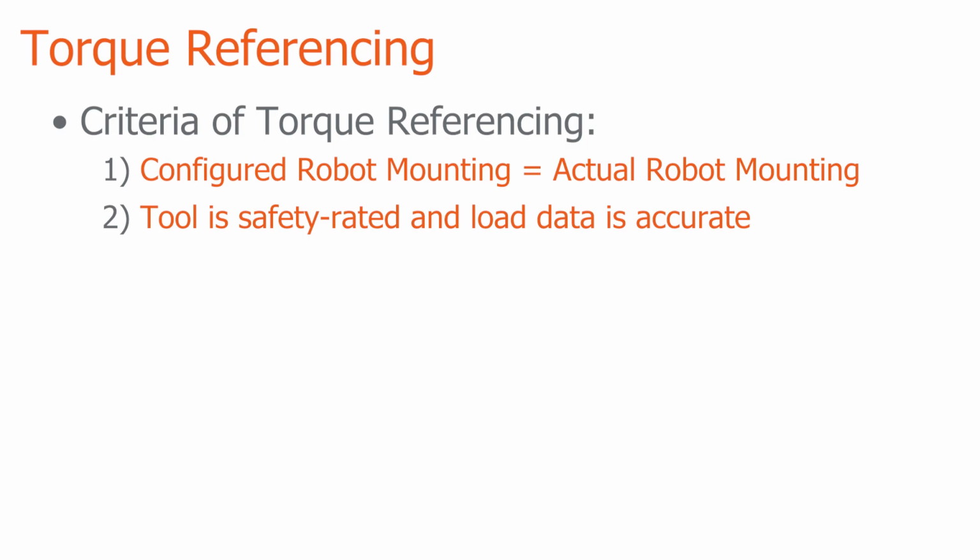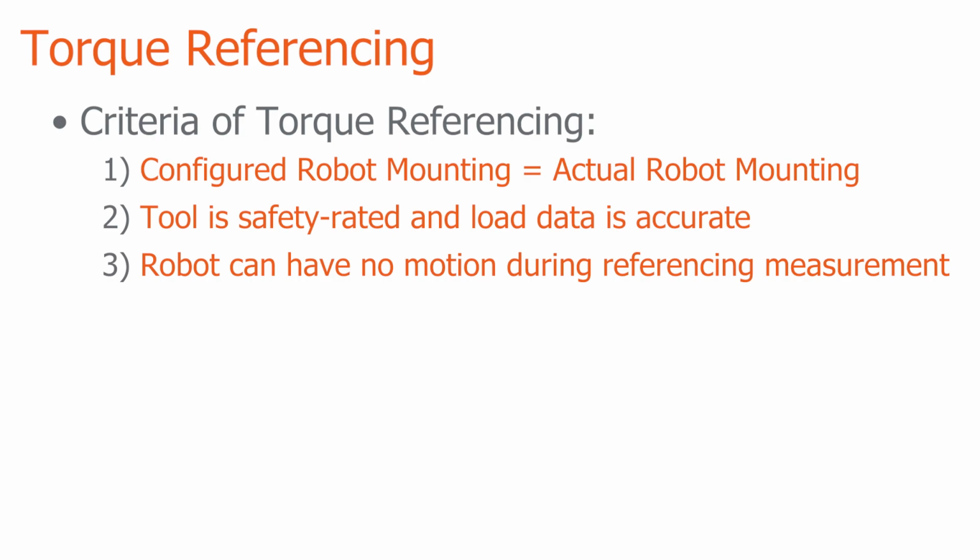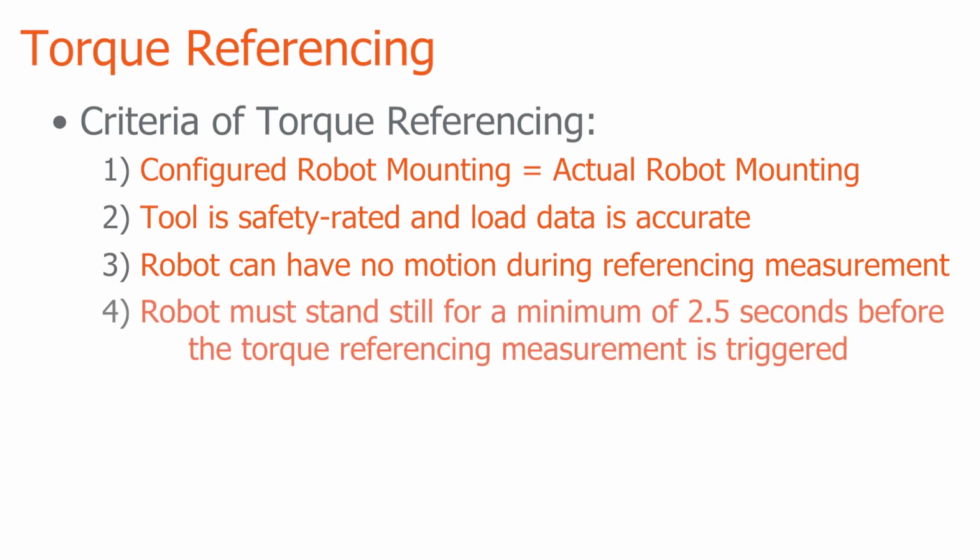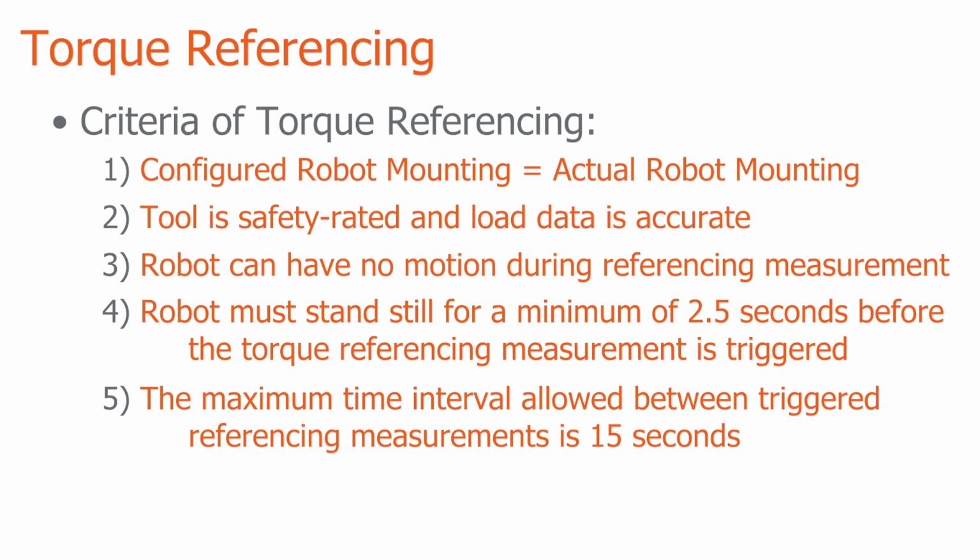In regards to the actual torque referencing, the robot must be at a standstill during the torque referencing measurements taken by the safety controller. The robot must also be at a standstill between its last motion and the starting measurement of the safety controller for a minimum of 2.5 seconds. This is to mitigate any micro oscillations in the sensor readings by letting the robot find its settling point. The maximum time allowed between measurements is 15 seconds.